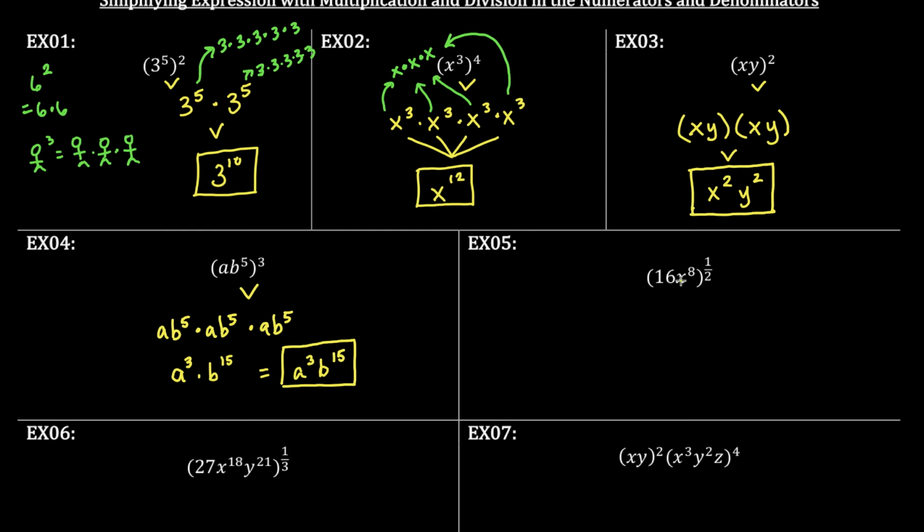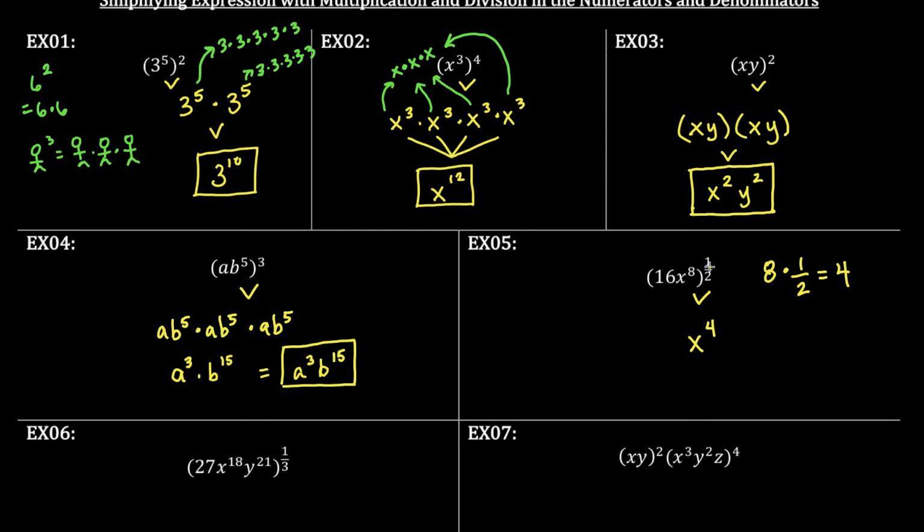Okay, so let's do the 16 last. I'm going to do the x to the 8th to the half. Well, 8 times half is 4, or 8 divided by 2 is 4, right? So this is really x to the 4th. The problem is, what do you do with the 16 to the half?